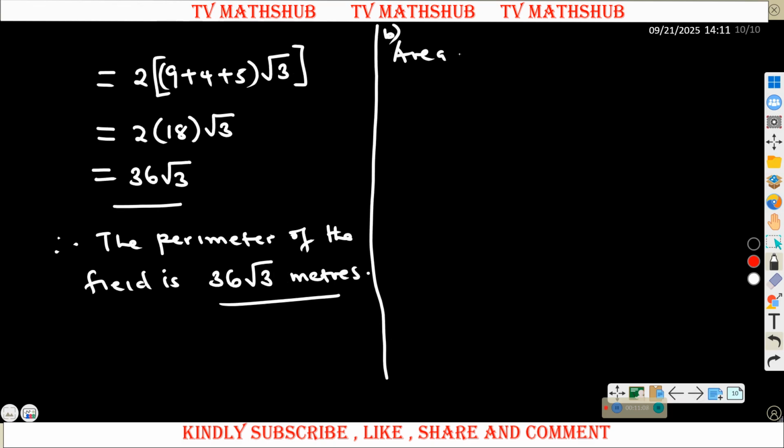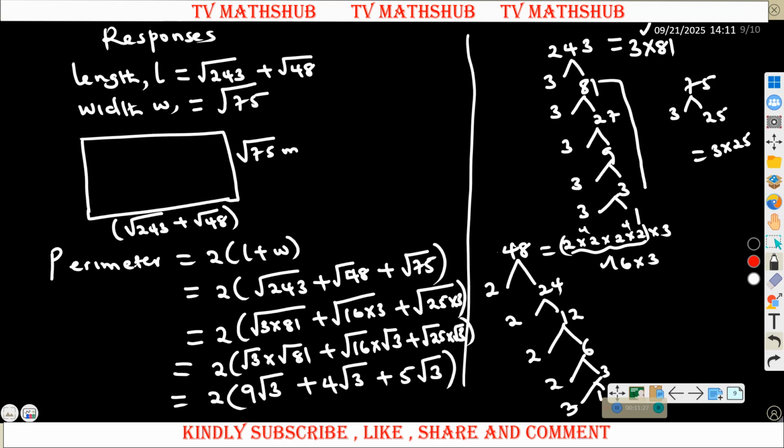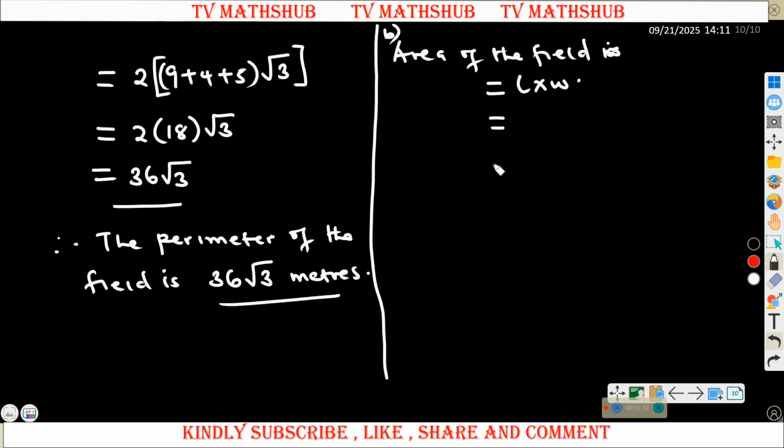Area of the field will be equal to length times the width. So what is the length? We had our length here, which is this. So this is our length, this is our width. So we shall place a square root of 243. We add there square root of 48. This is the length, and we are multiplying this length by square root of 75.